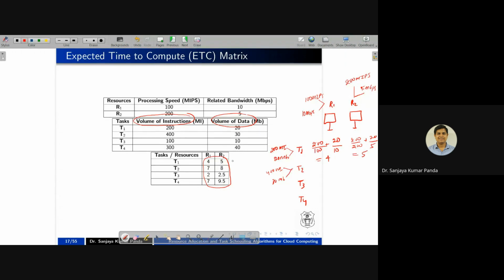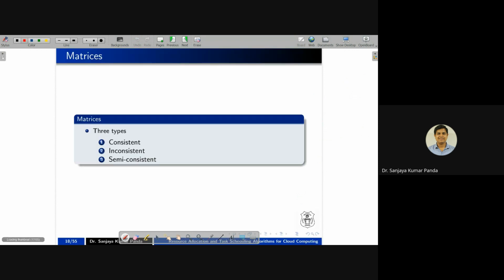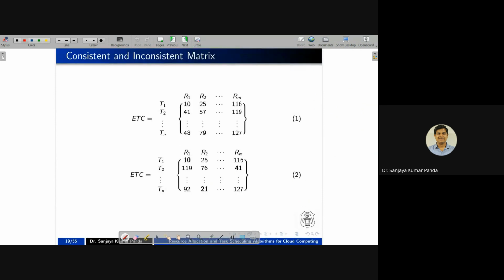However, if you look at this matrix, it can be viewed in different ways. They are called consistent, inconsistent and semi-consistent. So the matrix may be consistent, inconsistent or semi-consistent. Let us understand the difference. For example, you have a set of tasks and a set of resources, and you have calculated this ETC matrix.